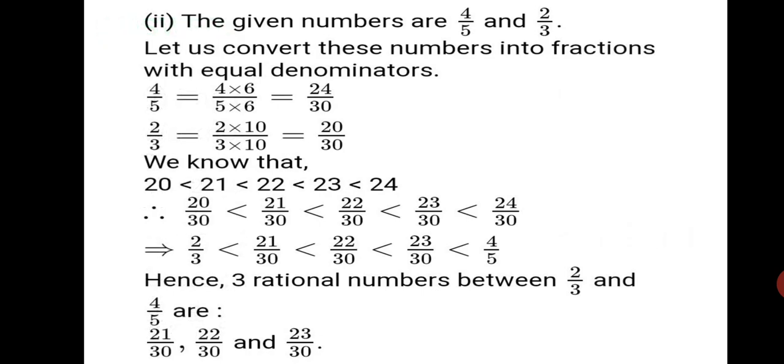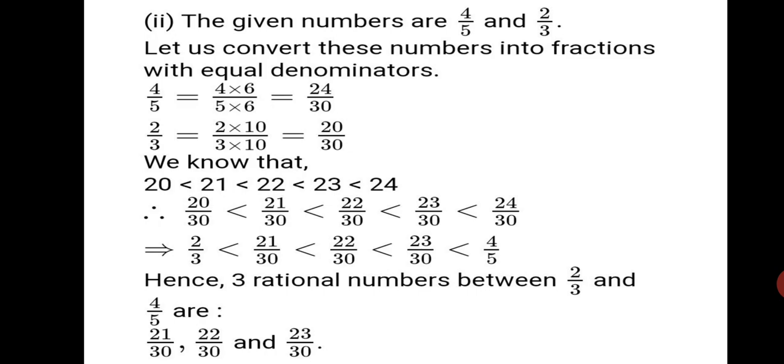The given numbers are 4 upon 5 and 2 upon 3. Let us first convert these numbers into fractions with equal denominators. And you very well know how to do it. Find the LCM, that is, multiply the first fraction by 3 and the second fraction by 5 in numerator and denominator. And you will get it. 5 3s are 15.